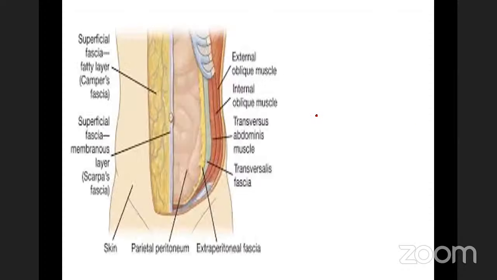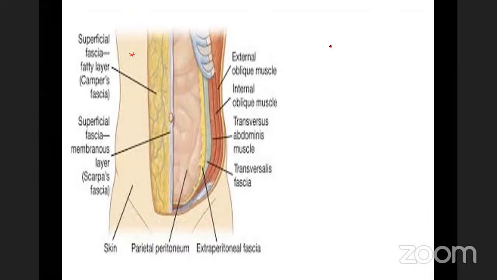Now, we will discuss the anterior abdominal wall. The boundaries of the anterior abdominal wall we have already discussed. Now, we will go through the structures one by one. The first structure we encounter is the skin. The skin in the anterior abdominal wall is comparatively thin when compared to that of the posterior abdominal wall.